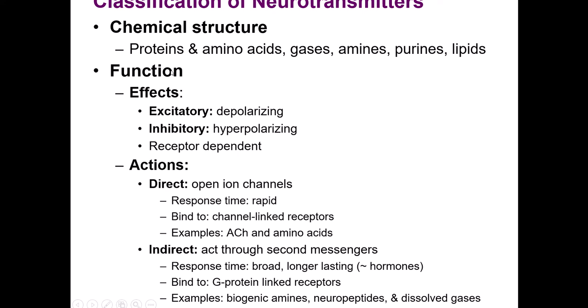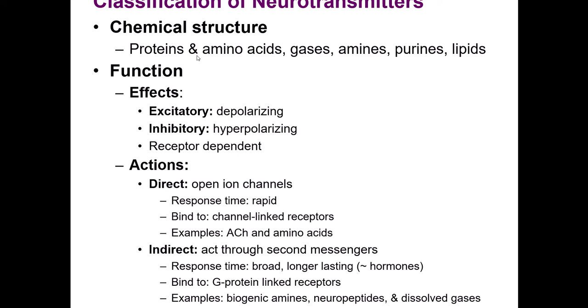We typically classify neurotransmitters based on their chemical structure or based on their function. Neurotransmitters come in every conceivable format that you could possibly imagine. Some of them are proteins, some of them are just amino acids, so parts of proteins. Some of them are gases, like nitric oxide. That's the laughing gas if you go to the dentist. Some of them are purines, like ATP. Some of them are lipids. Some of them are amines. They really have every chemical structure you could possibly imagine. Some of them function very similarly to THC, the substance in marijuana that gets you high. So there's really no limit in terms of their chemical structure.